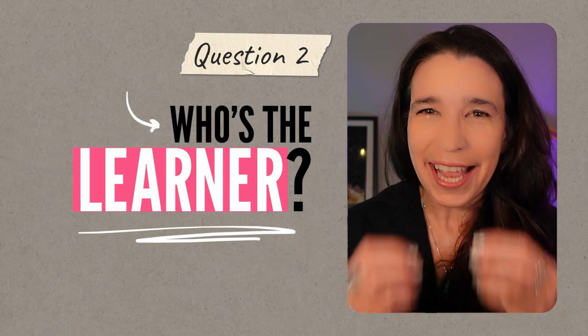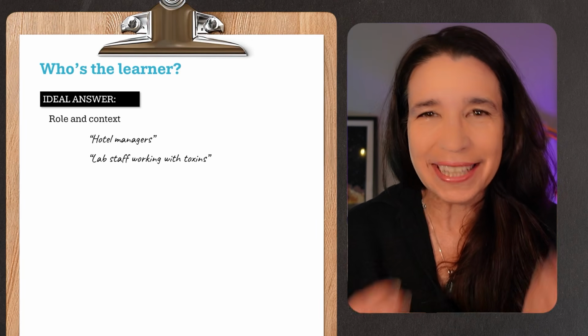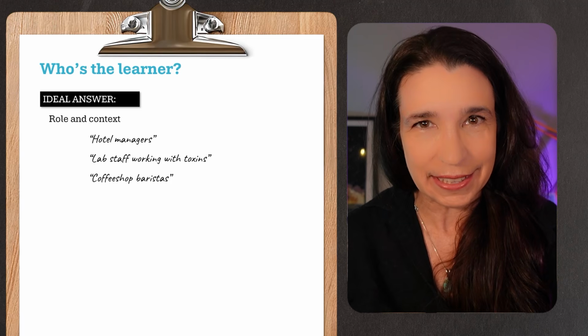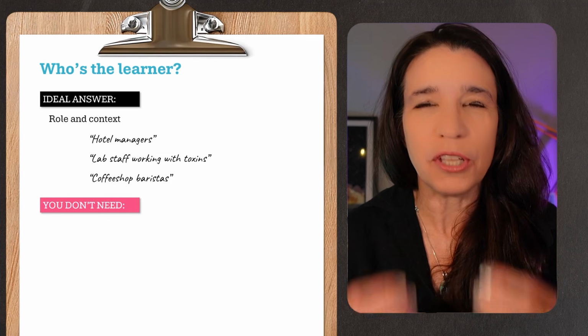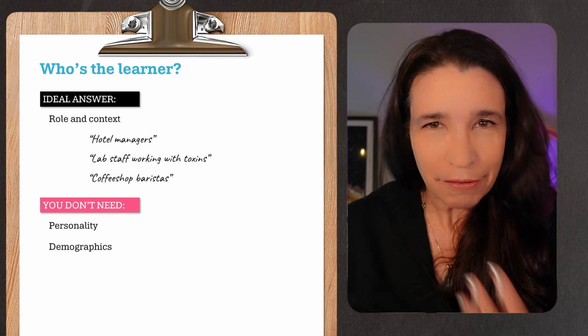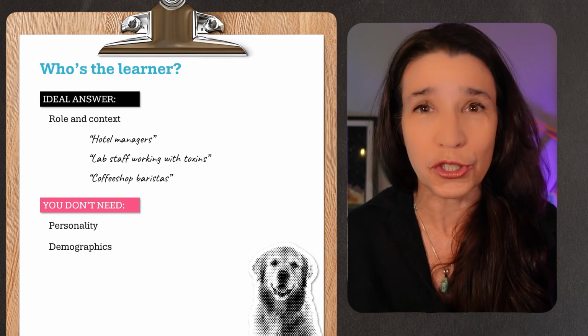Who's the learner? And all you need here is their role and the context. Hotel managers, lab staff who work with toxins, coffee shop baristas. Done. And I know I'm going to get in trouble for this, but you don't need personality metrics and demographics, okay? If I have to teach you how to create a good AI prompt, I don't care if you're a dog person or a cat person.